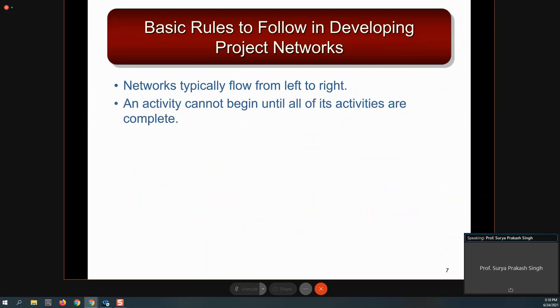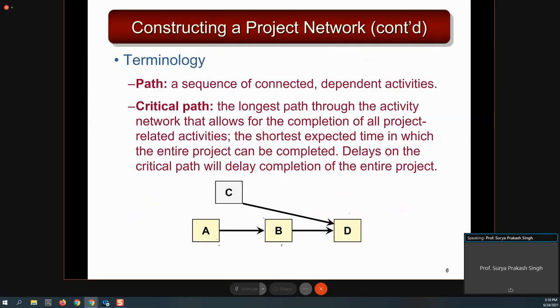An activity cannot begin until all of its preceding activities are complete. As we understood a few minutes back, you cannot start any activity unless all the preceding activities are over. So for B, the preceding activity is A. So this is the predecessor and this is the successor. You cannot start B unless A is over, so A is a preceding activity for B.